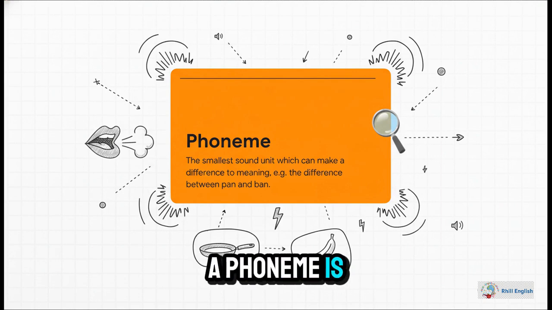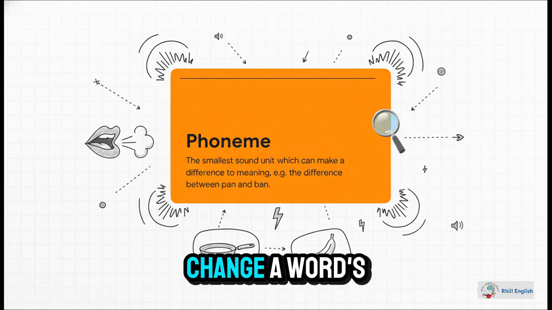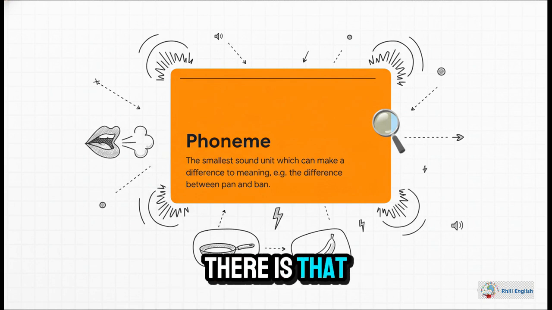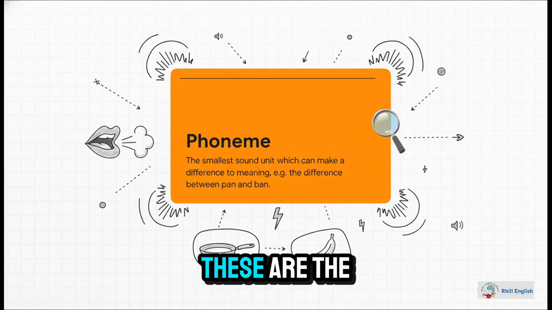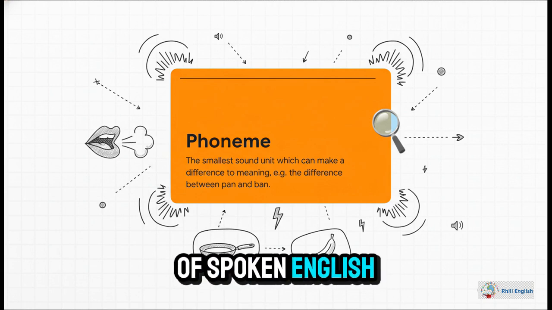So a phoneme is the smallest little unit of sound that can actually change a word's meaning. Think about pan and ban. The only difference there is that tiny puff of air, the phoneme, that separates the p and b sounds. These are the real building blocks of spoken English.